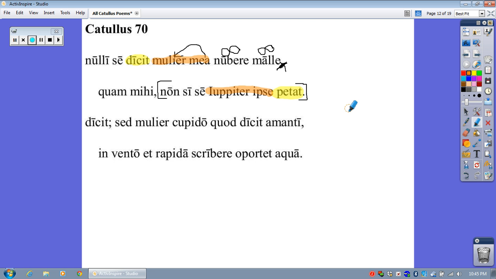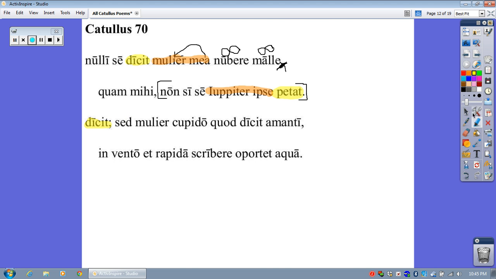So your book actually has an interesting question on page 220. What would be the best translation for the first dicit in line 3? Yeah, that's interesting. So it's kind of a tough one. So my woman says that she prefers to be married to nobody than to me, not even if the king of the gods himself asks her. She says it.